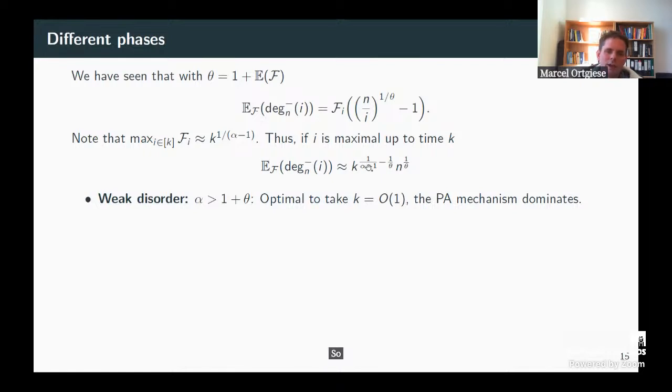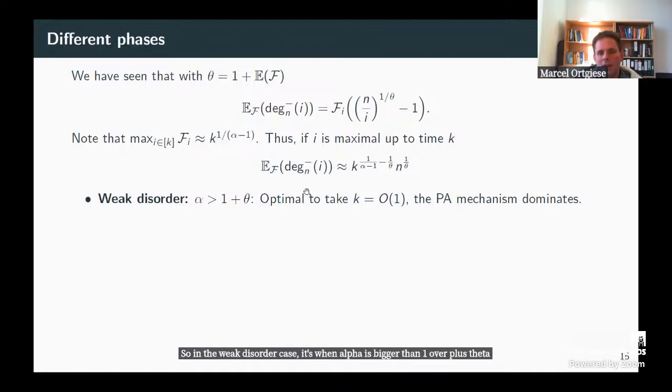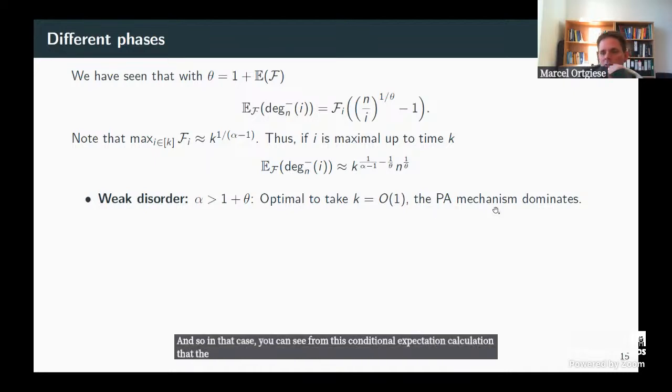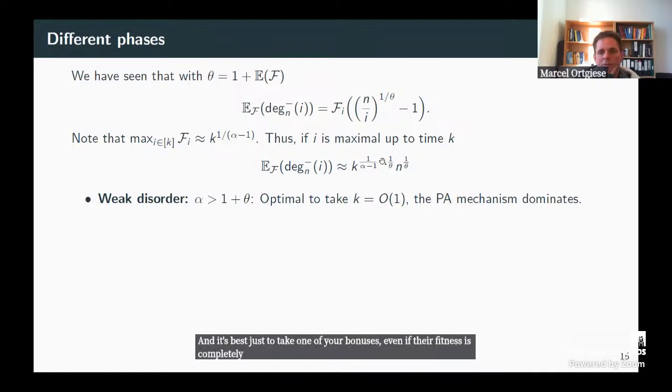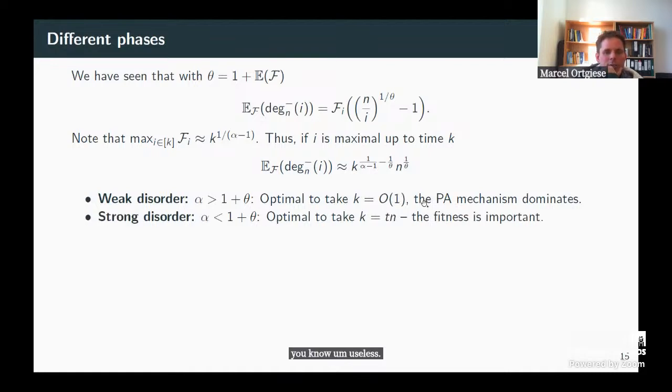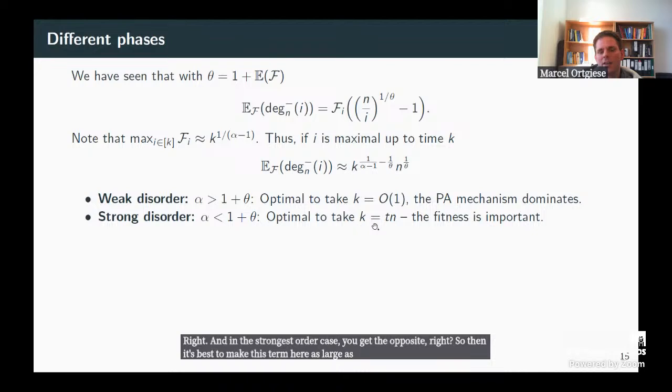In the weak disorder case, when alpha is bigger than 1 plus theta, in order to make this as big as possible, I want to take k of order 1. From this conditional expectation calculation you can see that the preferential attachment mechanism dominates in that case, and it's best just to take one of the old vertices, even if their fitness is completely useless. In the strong disorder case, you get the opposite: it's best to make this term as large as possible, so you take k of order n, some constant times n.